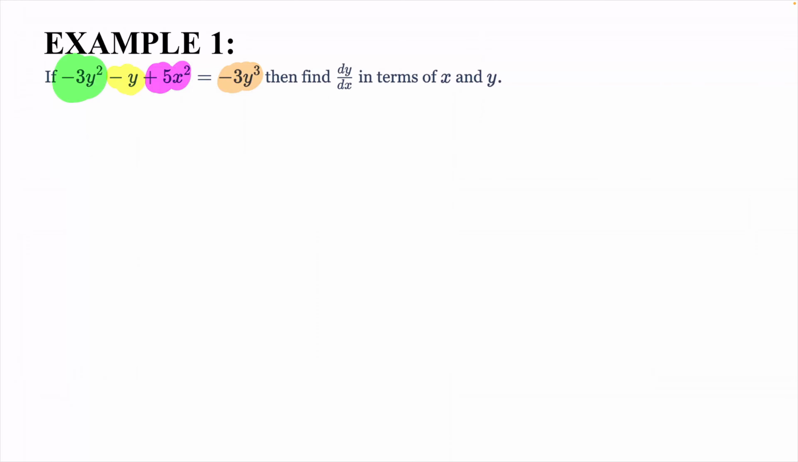Let's start with the green. What would the derivative be of negative 3y squared? Minus 6y, just to the first power. And then it needs a tag, because it's a y. We just found the derivative of a y.